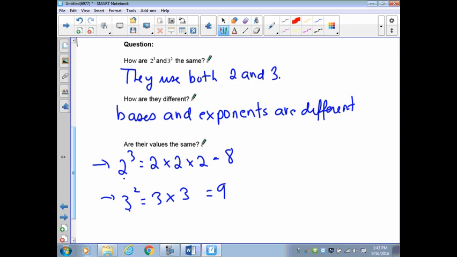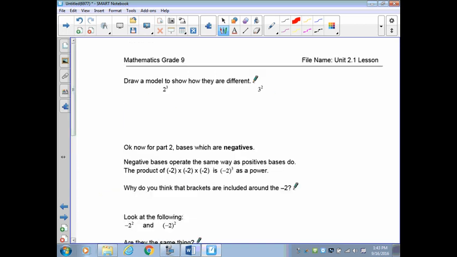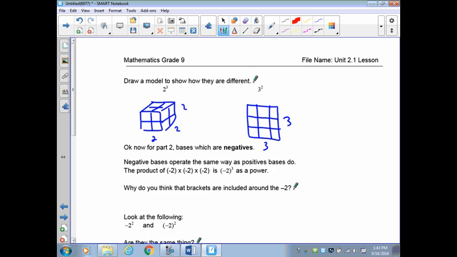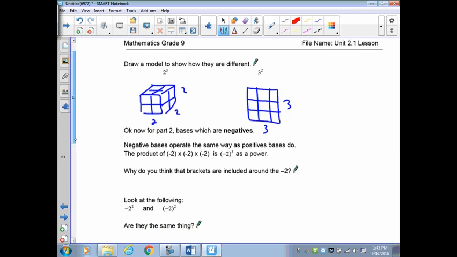Now, if I wanted to draw this and model it, 2 to the 3 would be a cube because it's 3 dimensions. So it would be looking something like this. Okay, 2 by 2 by 2. Now 3 squared would be 2 dimensions, so it's just length and width. So we've got a 3 by 3 grid. And this one here being 2 by 2 by 2. So you can see they actually represent something completely different.